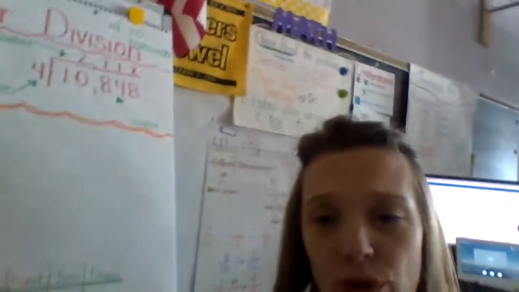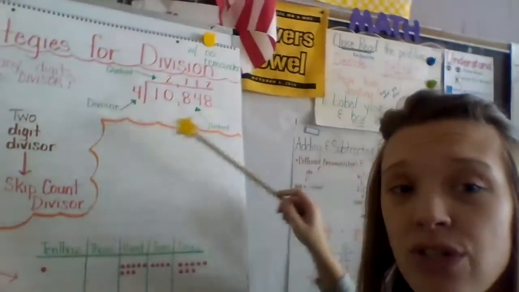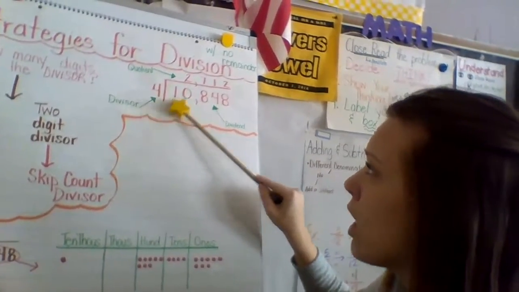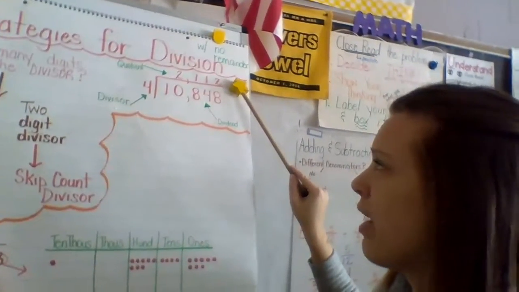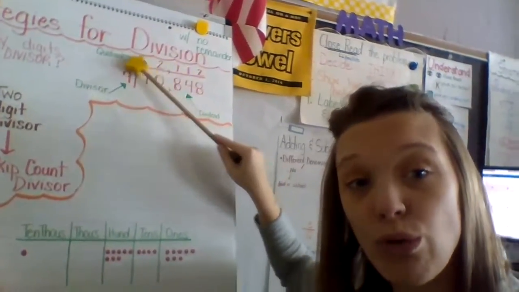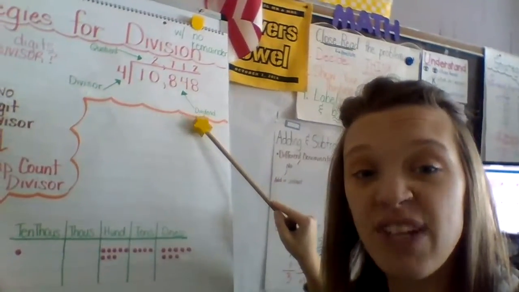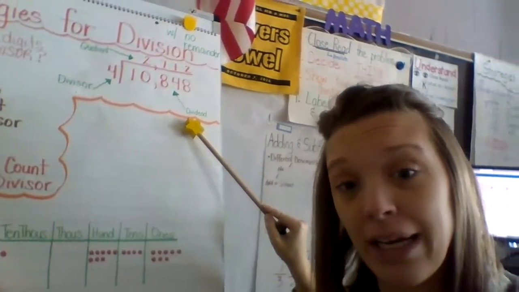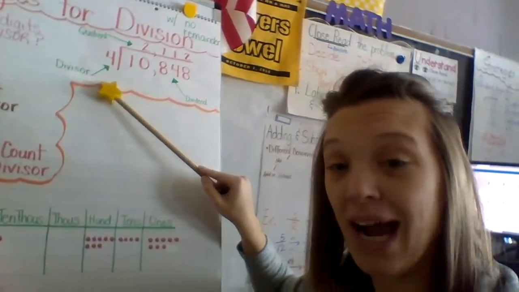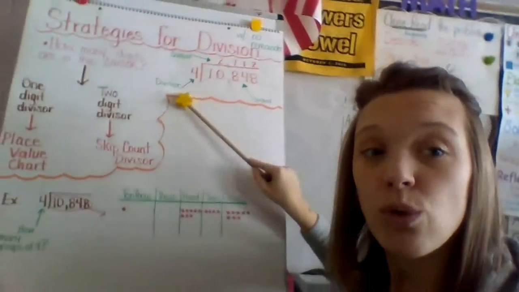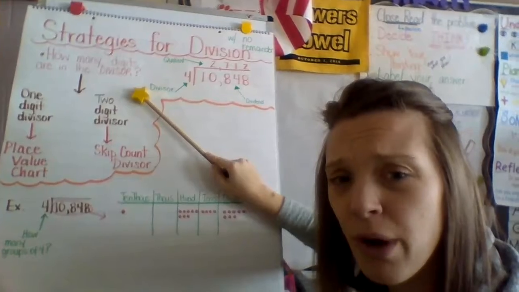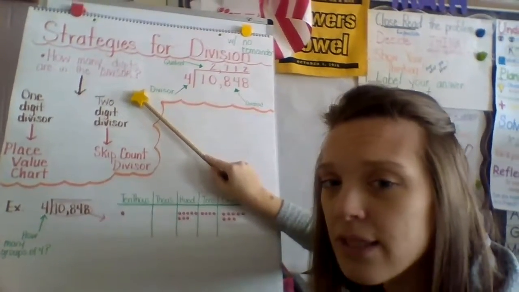First, I just want to go over some vocabulary. I have the problem 10,848 divided by 4 equals 2,712. First and foremost, we know that the answer when we divide is called the quotient. The dividend is the number that's being divided, and the divisor is the number by which we are dividing the dividend. So the first thing I tell my students to look for in a division problem is how many digits are in the divisor.